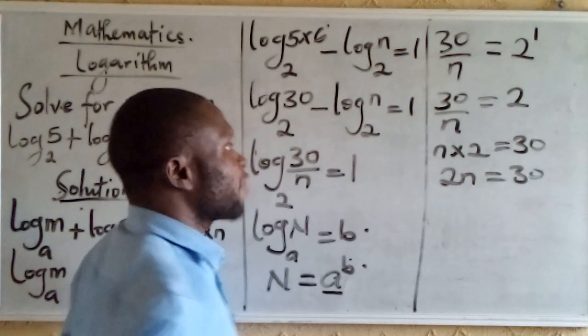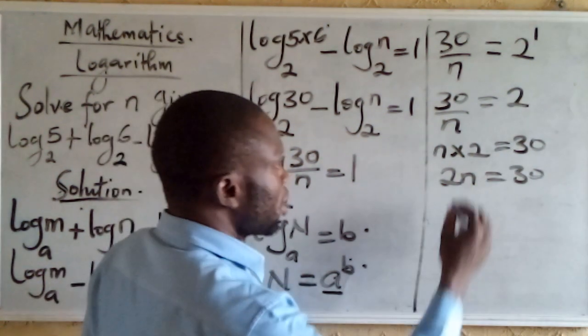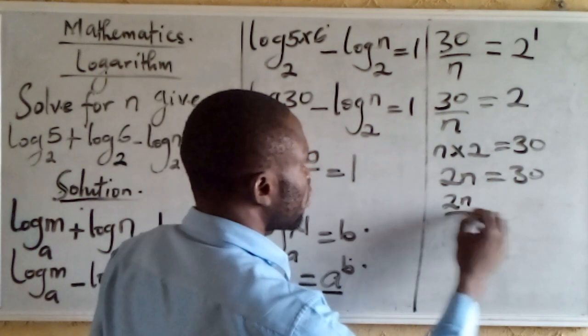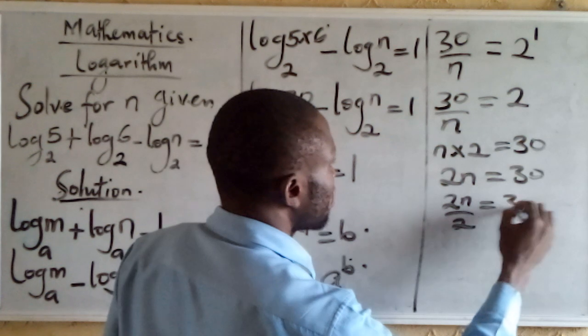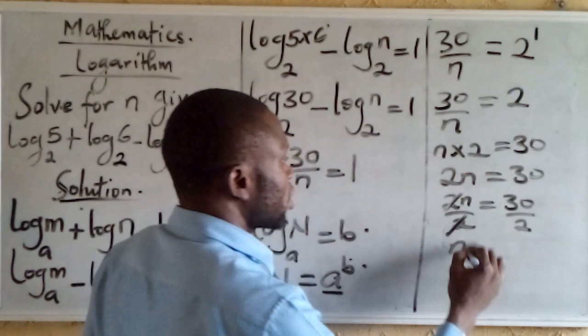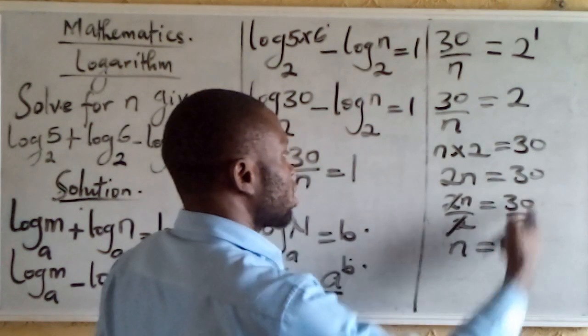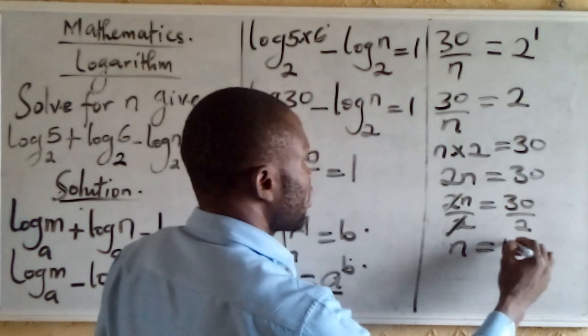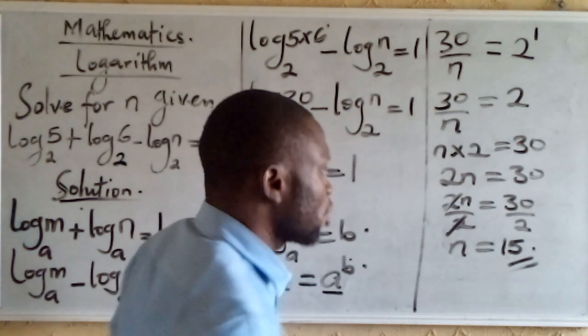So to get our n, finally now, we divide both sides by 2. So this is 2n over 2 equal to 30 over 2. So we are left with n equal to 30 divided by 2, we have 15. So this is our value for n.